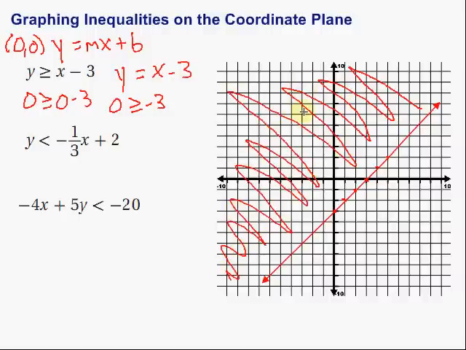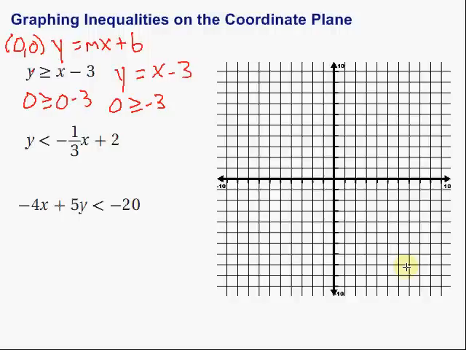Another way that we can know which way to shade is just to look. If it's in slope-intercept form, we can look at it and it says y is greater than. Well, where are the large values of y? They're up here. As we move up our coordinate plane, the large values of y are up here, so we know that we're going to shade this side of the line. All right, so there's our first one. Let's take a look at the next one.